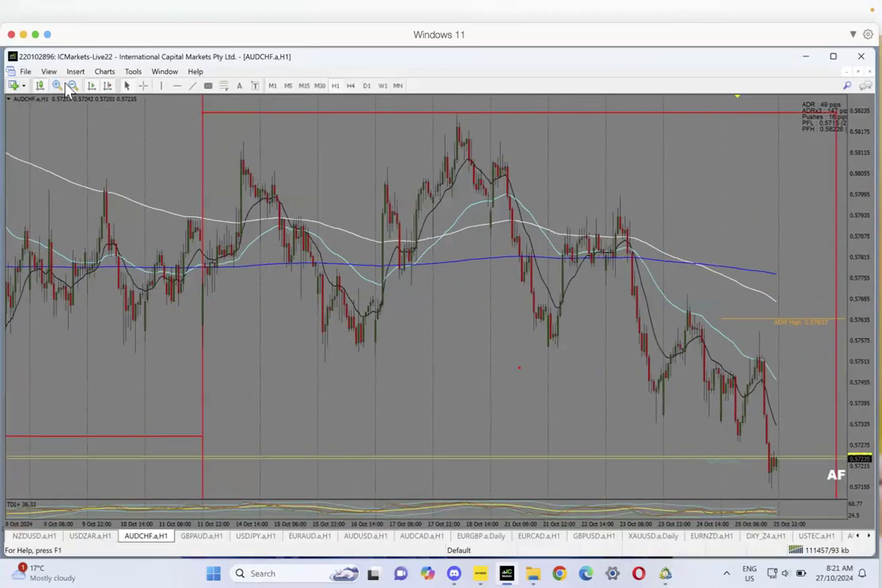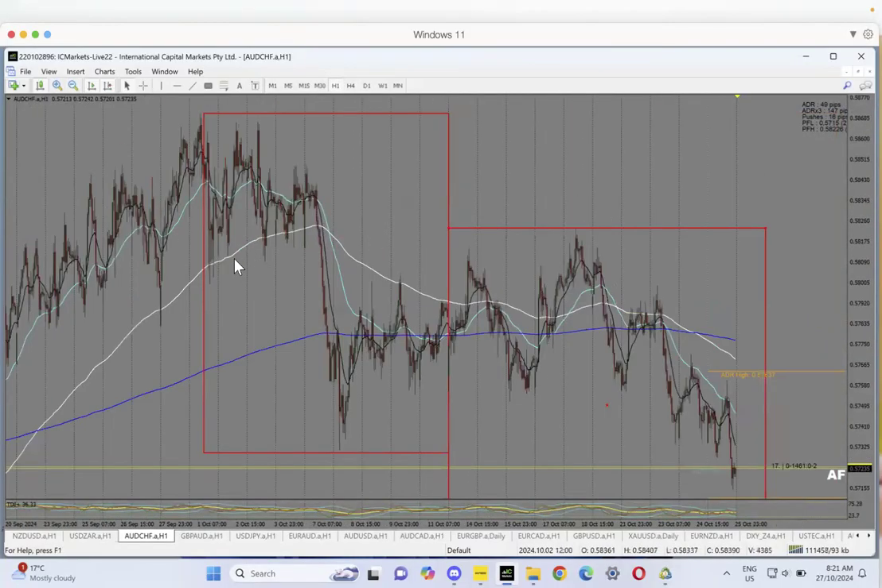So now coming into H1, we can clearly see that this is not an H4 level. We can clearly see this is not an H4 level because there is only one drop to the downside.